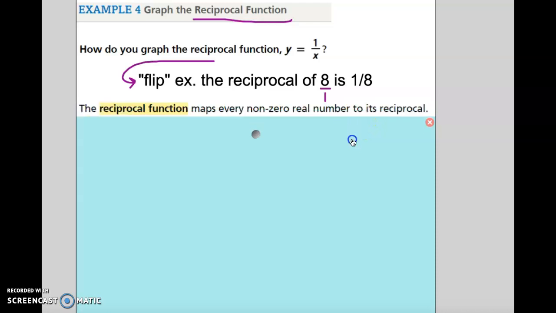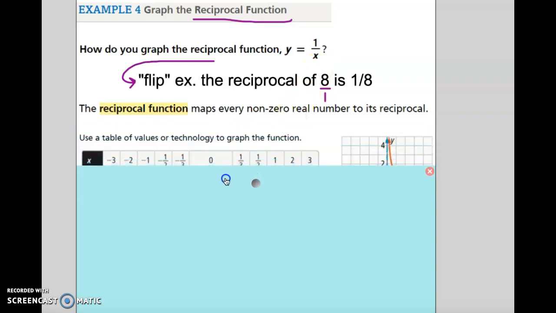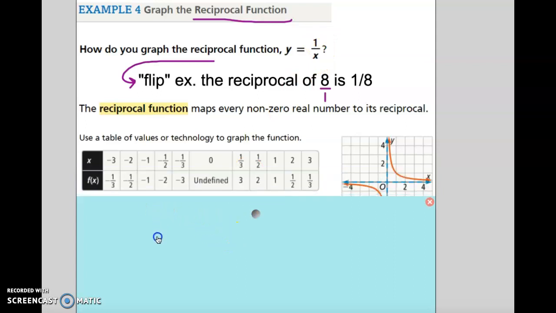And why this is called the reciprocal function is because when we put values in for x, the output is the reciprocal. So let's take a look here. When I put -3 in for x, I'll have 1 over -3. That's the reciprocal of -3. All of these values are reciprocals to each other. When I put in 2, what I get out is 1 over 2. That's the reciprocal, just like 8 is 1 over 8. Same thing would happen here.